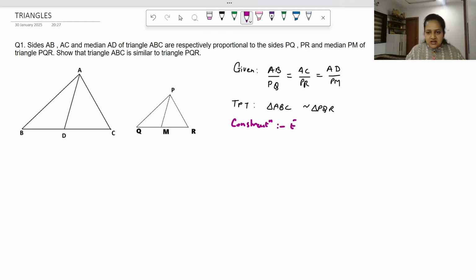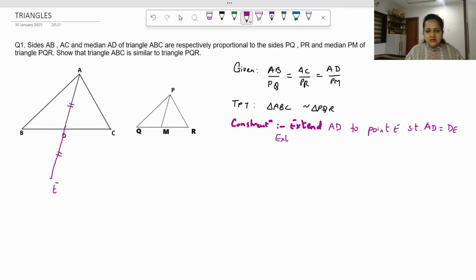We will extend AD to point E such that AD is equal to DE. So our construction goes here. We will extend AD to point E, and the condition is that AD is equal to DE. The same construction we are going to do in triangle PQR.